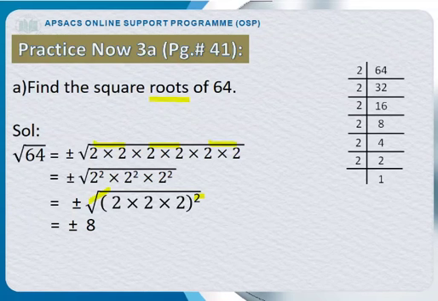Now we will solve Practice Now 3a. In part A it is written find the square roots of 64. If you have noticed, it is written roots. Roots means you need to find out positive and negative both roots. Now for finding square root we will use the prime factorization method, and in prime factorization method we always use the least number to divide our required number. So I am using here 2. 2 into 32 is 64, 2 into 16 is 32, 2 into 8 is 16, 2 into 4 is 8, 2 into 2 is 4 and 2 into 1 is 2.